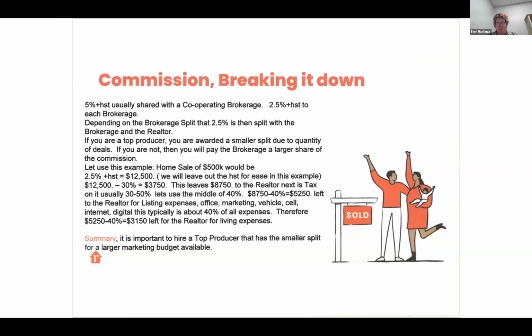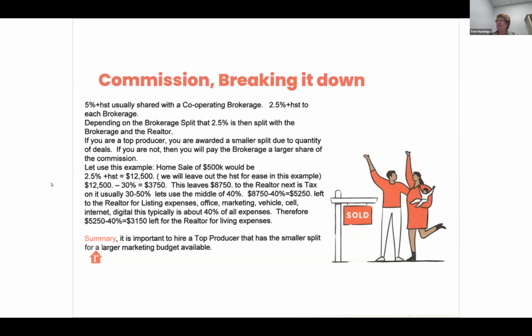You want a top producer who has more money to spend on your marketing, on your listing. And then after all, the realtor pays all of their expenses, typically about 40%, et cetera. What's really left for the realtor, out of this example, is $31.50 for the realtor's living expenses. So that's really how it's broken down. The summary really, Jen, is that it's important for you to hire a top producer or a top producer team that has a smaller split for a larger marketing budget available.